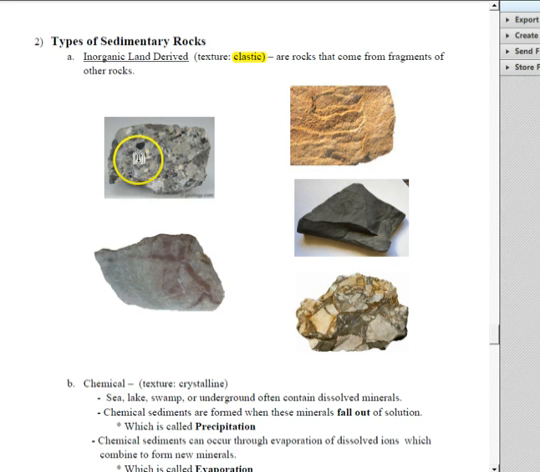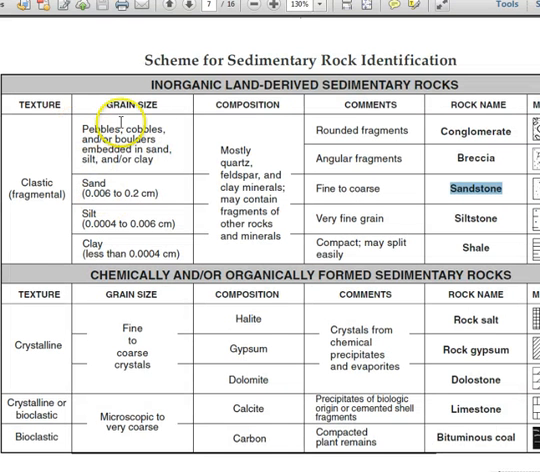Okay, obviously this rock and this rock here have much larger sediments. So if we look at our reference table again, larger than sand is going to be pebbles, cobbles, or boulders. So what I'm looking at there is either a conglomerate or a breccia, and that's going to be determined by rounded or angular fragments. So you would have to determine that within your rock.